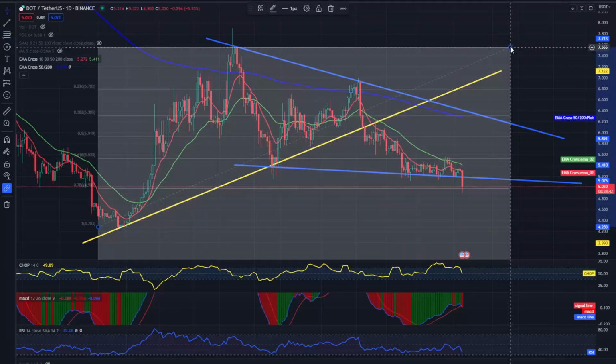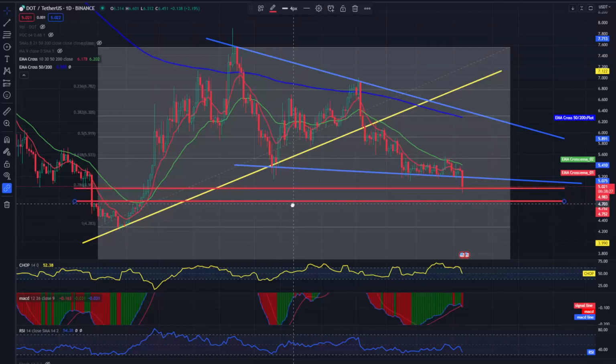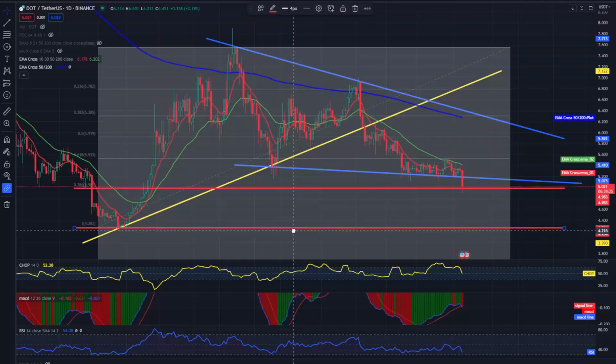Going further, we can move on to marking the place of support in a situation when we increase the correction. Here you go, very strong support is at $4.98. If the support doesn't hold the price, we can see a drop in the area and very strong support at $4.26.